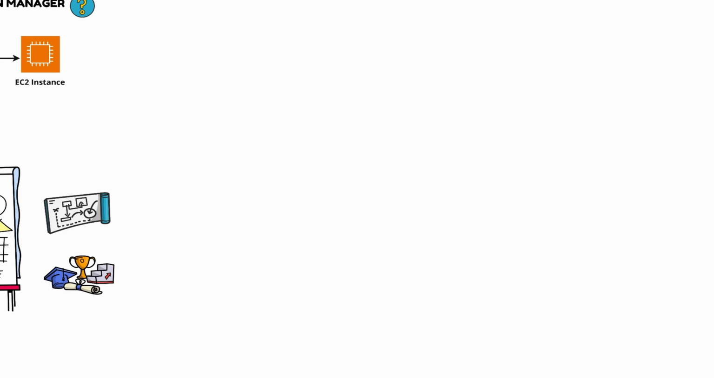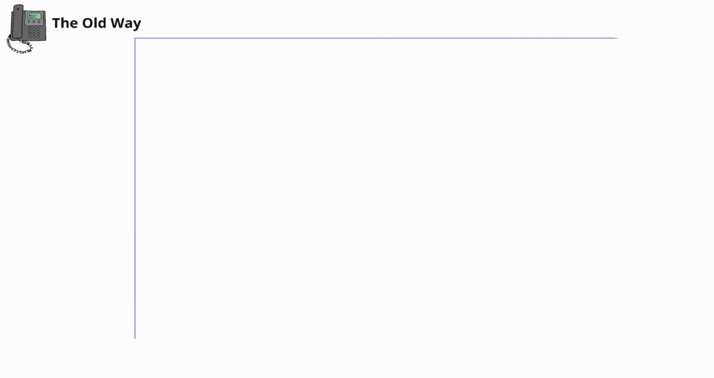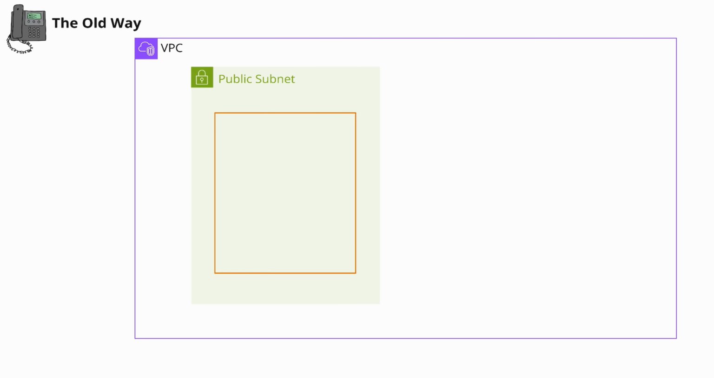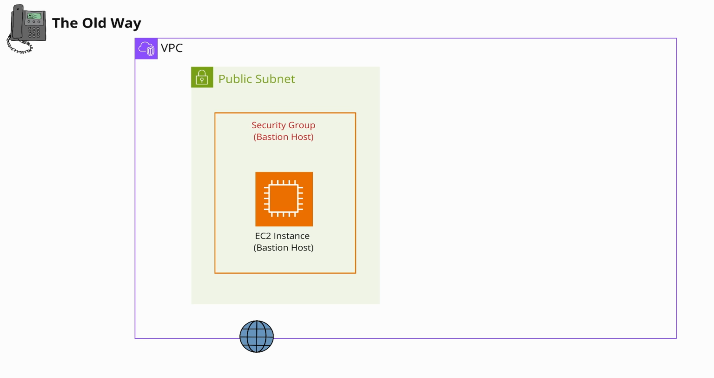So here's the thing. Before Session Manager, we reached private EC2s the old way, through a Bastion host. Here's a VPC, the network boundary for our applications. In the public subnet, we place a single entry point. A security group allows limited inbound access. This is the Bastion host, the jump box everyone logs into. We expose an EC2 in the public subnet, open SSH to the world or to office IPs, and log in.